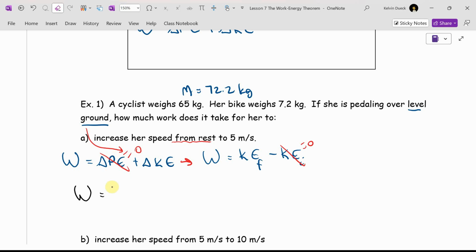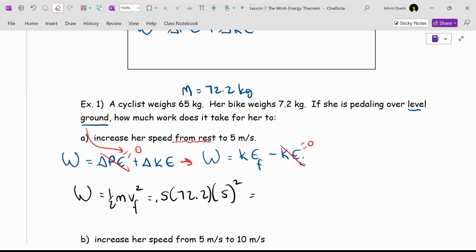Instead, it's going to be a half mv final squared. It's going to be 0.5 times 72.2 times 5. Don't forget the squared. How much energy did this cyclist lose from their body so that they could get their whole system up to 5 meters per second? Because the energy came from somewhere. The bike and rider gained kinetic energy. It came from the sugar that the person had eaten, the food energy.